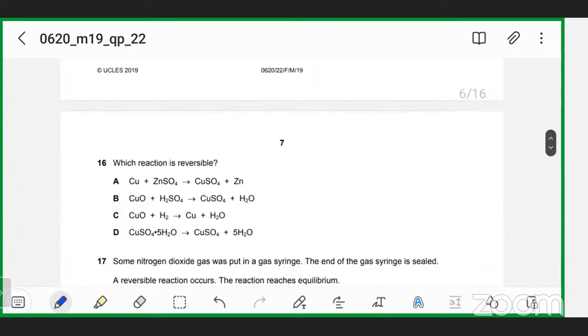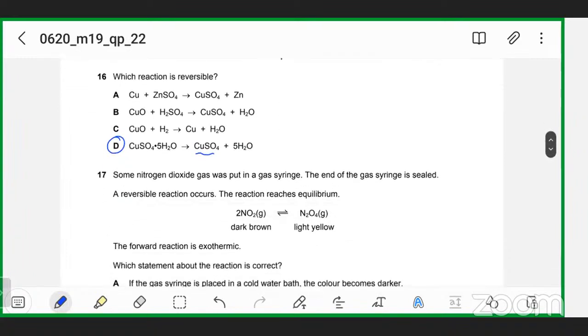Which reaction is reversible out of all of these? D. ठीक है, D, water of crystallization. A salt can always absorb the water of crystallization back again.